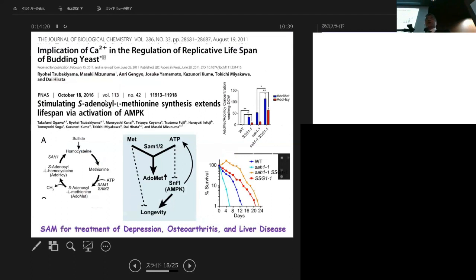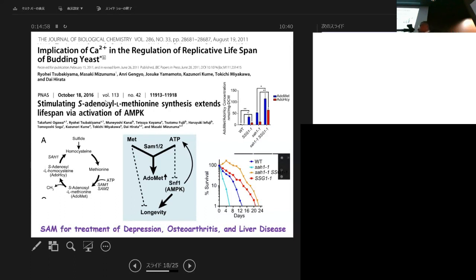In the subsequent analysis, we found that S-adenosylmethionine, SAM, accumulation extends the lifespan of yeast. As you know well, S-adenosylmethionine is synthesized from methionine and ATP, and accumulation of SAM leads to a decrease in ATP level, which then activates AMP activated kinase, and then induces longevity.